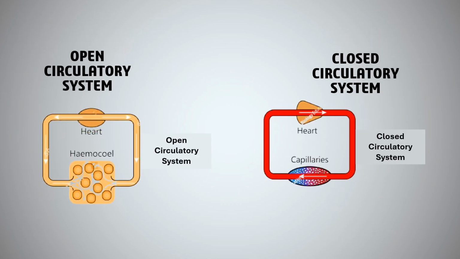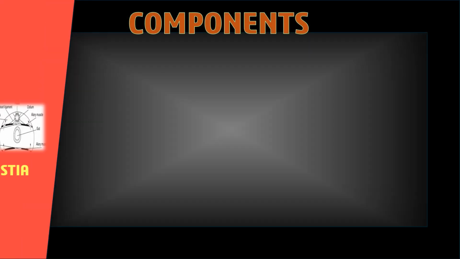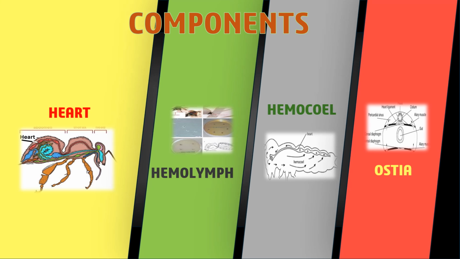Here are the open and closed circulatory systems of invertebrates and vertebrates. Let's begin with open circulatory system first. The main components of open circulatory system are heart, hemolymph, hemocoel and ostia. Heart. It pumps hemolymph through the body. Hemolymph. It is the circulatory fluid containing nutrients, oxygen, and waste. Body cavity, hemocoel. It is the space where hemolymph circulates. Ostia. These are the openings in the heart that allow hemolymph to enter the heart.